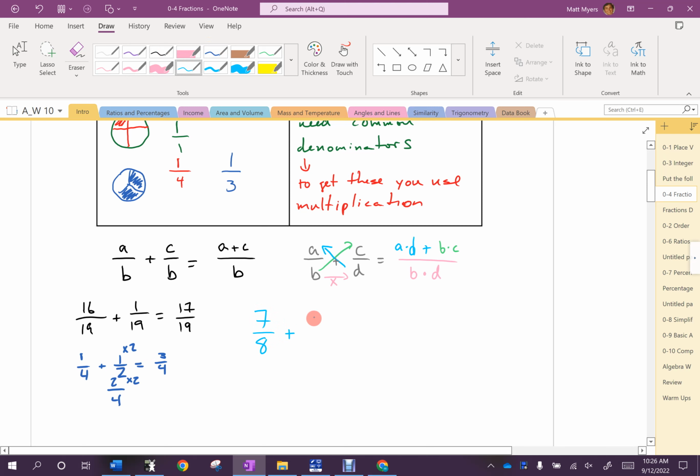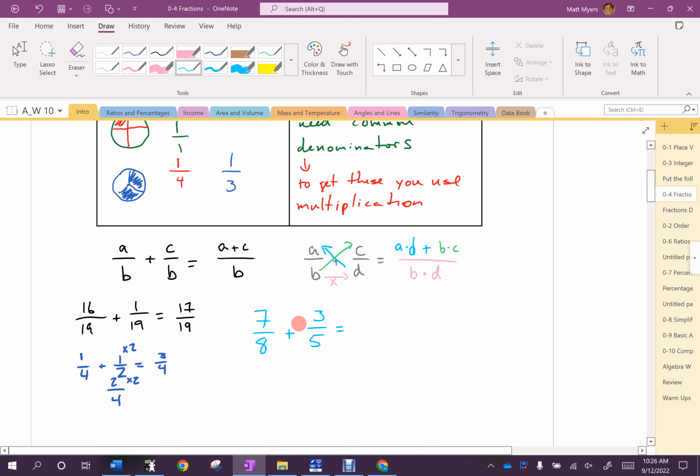7/8 plus 3/5. Now it's a problem, right? Now, most of you have calculators that don't do fractions. There are calculators you can punch fractions into, but most of you won't have that kind of calculator. So we have to do the math.